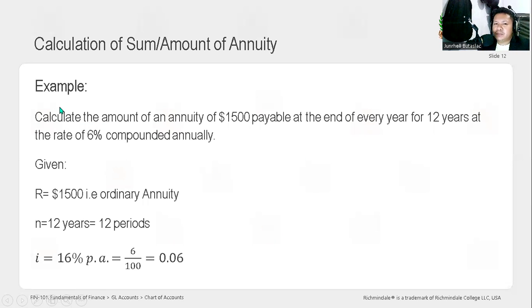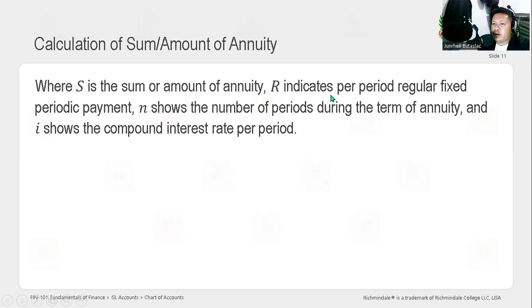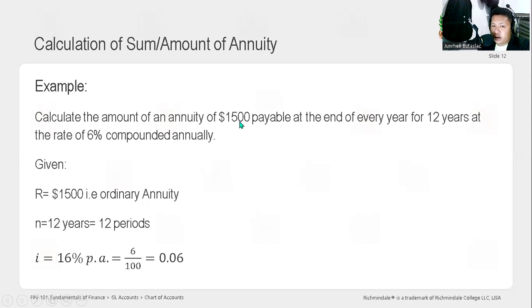Example: calculate the amount of an annuity of $1,500 payable at the end of every year for 12 years at the rate of 6% compounded annually. So what are the given? Our R here is 1,500. What is R again? R indicates the per-period regular fixed or periodic payment. So that is 1,500.